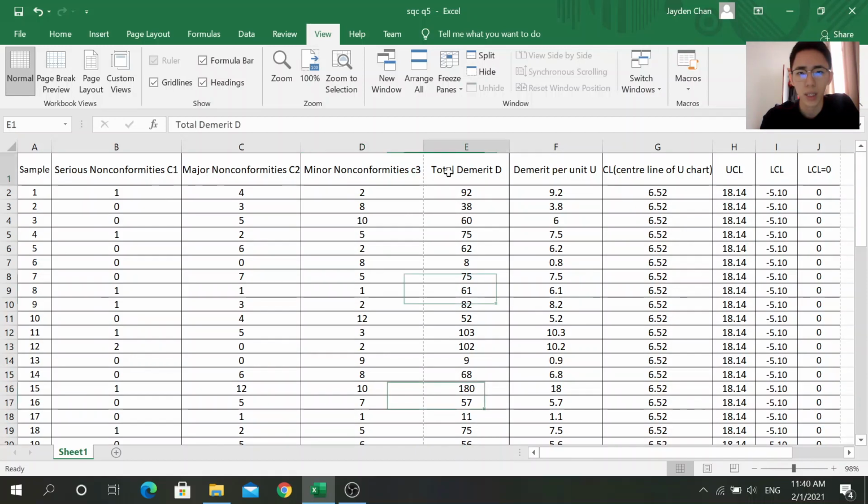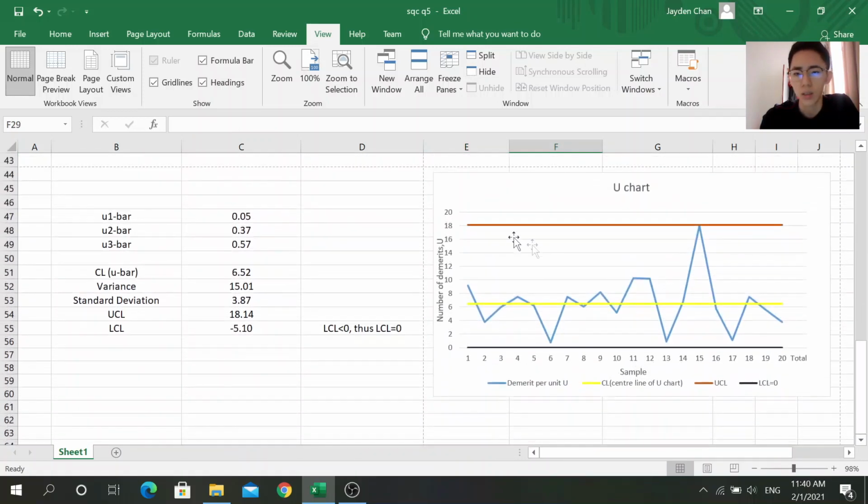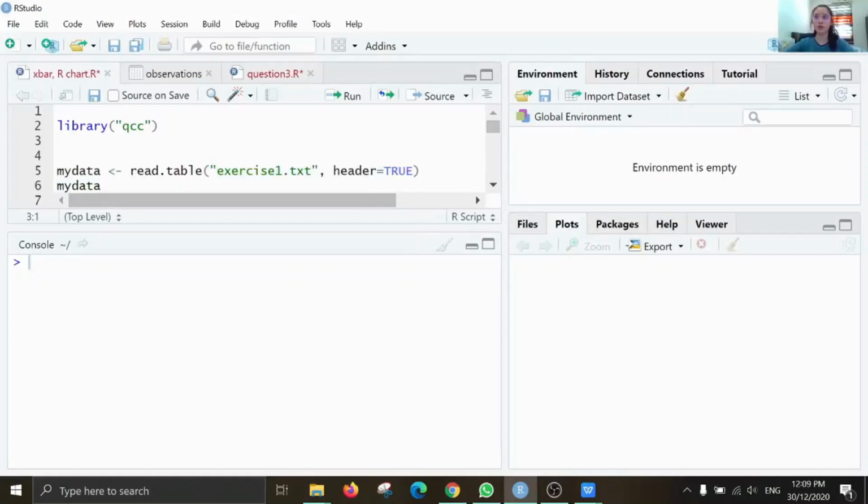So by using the data from here, demerit per unit U center line chart, we create our U chart here. You can see the upper CL is 18.14, the center line is 6.52, and the lower control line is 0, and the blue line will be our demerit per unit U. So that's all from me. Thank you.